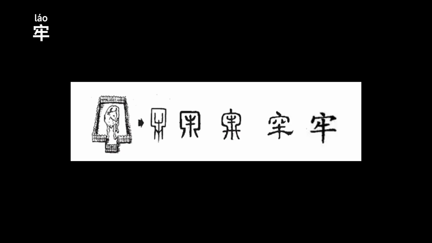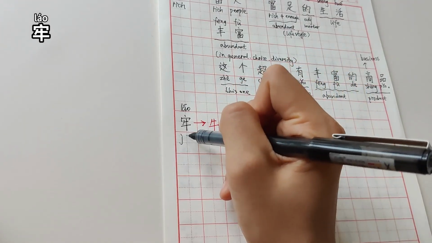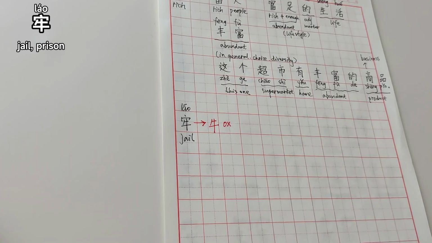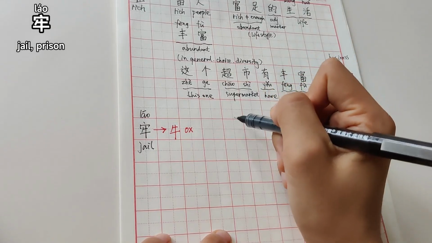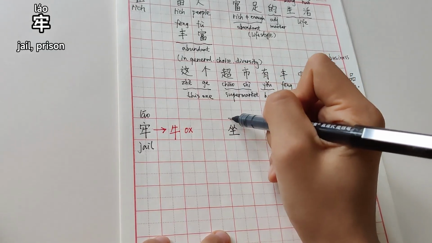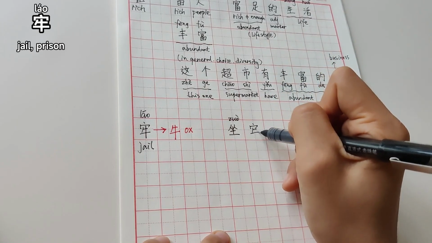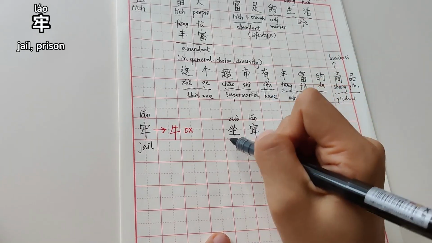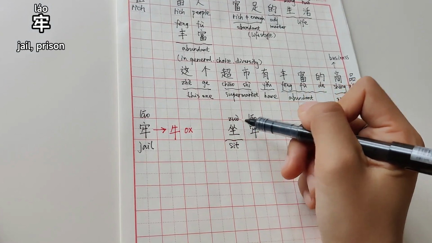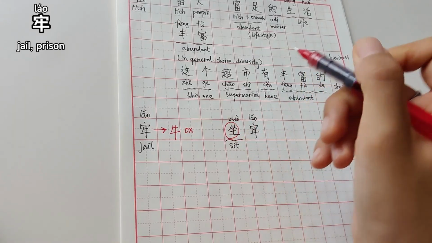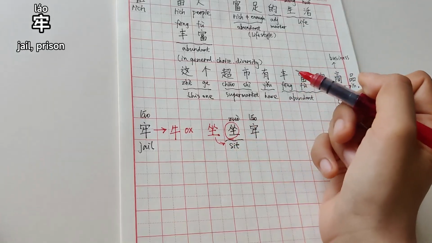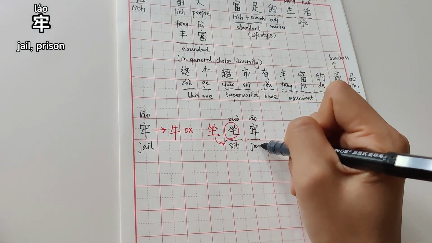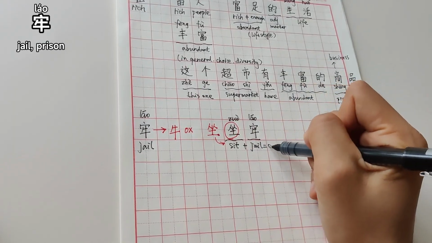And well, after thousands of years of evolution, the 牢 nowadays means jail. Imagine that, cattle living in the fence, that kind of means there's no freedom. And that's exactly the same as in jail. Well, let's get to some words with jail. Go to jail, 坐牢. Yeah. 坐 means to sit, because look at this character 坐, it has two people sitting on the ground, right? So that is to sit. And 牢 is jail. So to sit in the jail, yeah, that's go to jail.